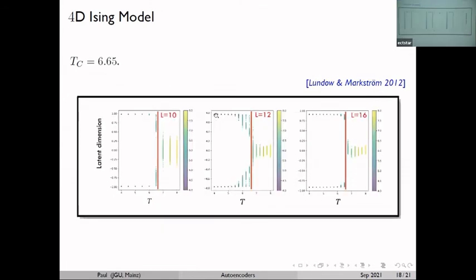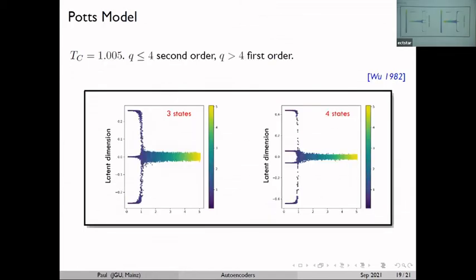And then you can apply the same for the 4D Ising model, and one sees a similar thing for different volumes. The critical temperature is 6.65, and this is the red line here. As you can see, the same phase separation happens before 6.65. And the same continues for the Potts model, the 3-state Potts model and the 4-state Potts model, where the critical temperature is 1.005, which is exactly where this particular symmetry gets broken.